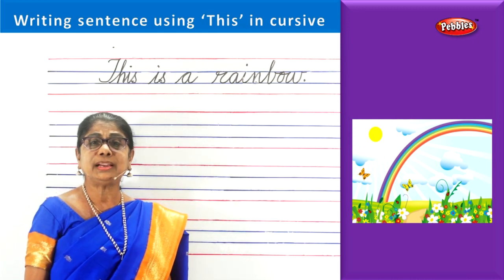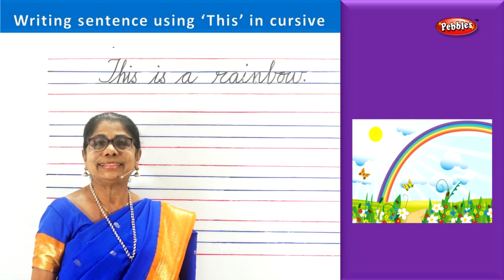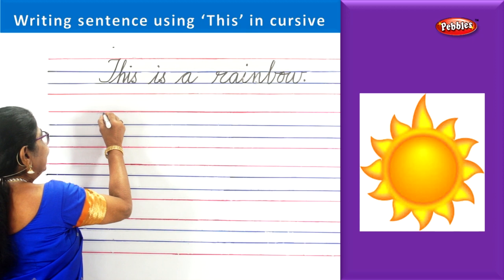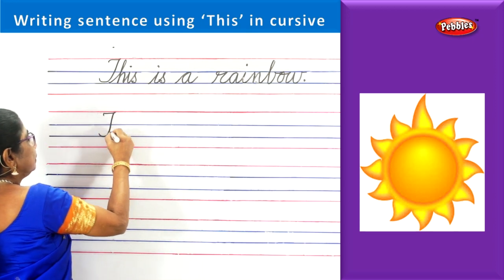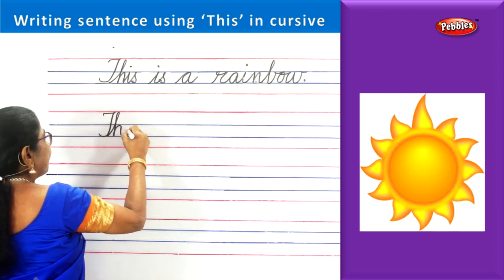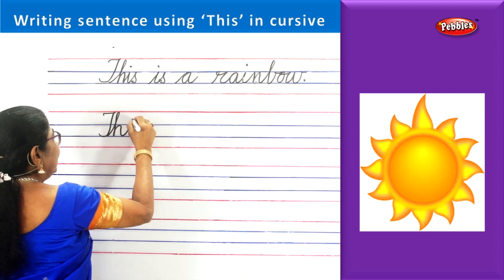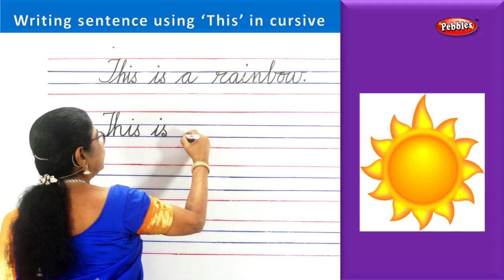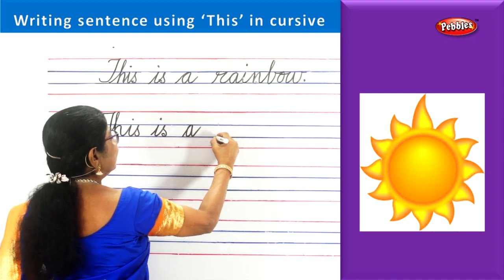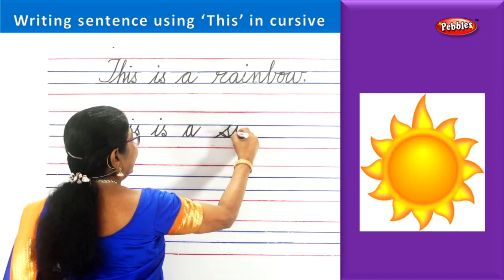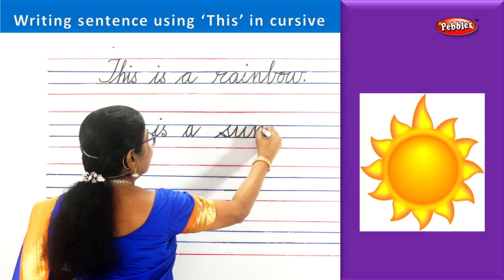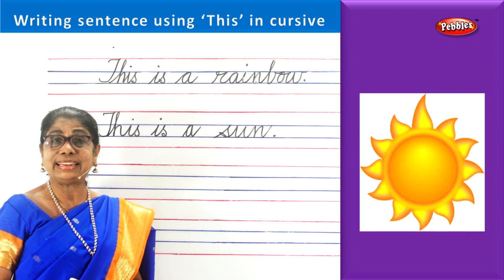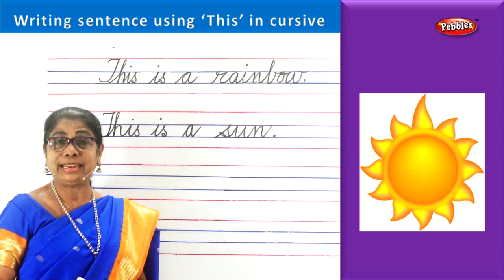Who gives you light during the day? Sun. This is a sun. This is a sun. S-U-N. Sun. Sun gives us heat and light during the day.